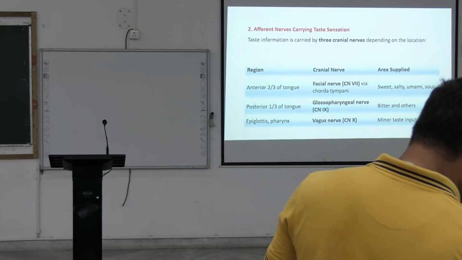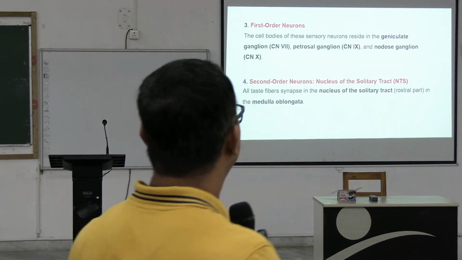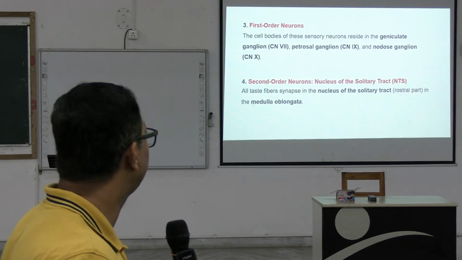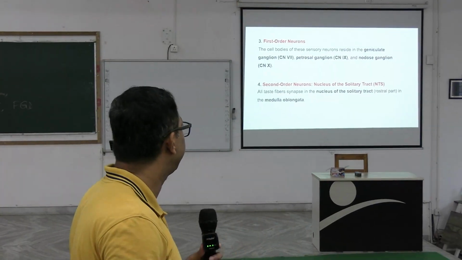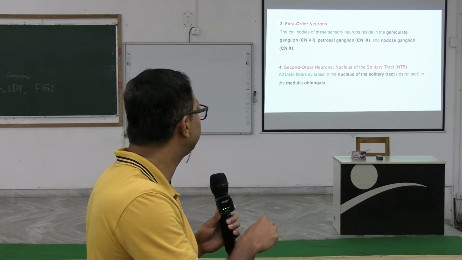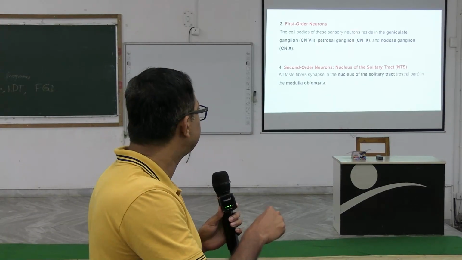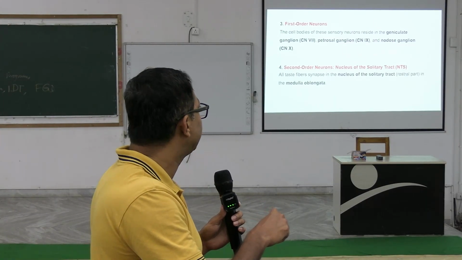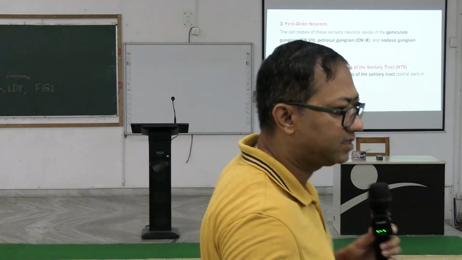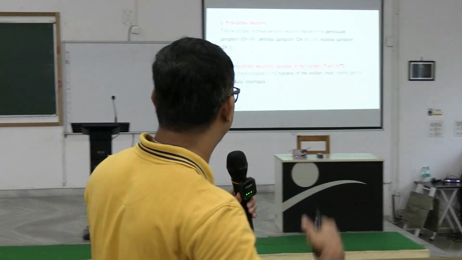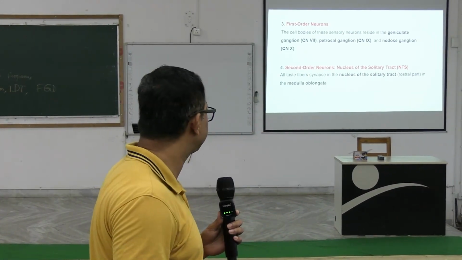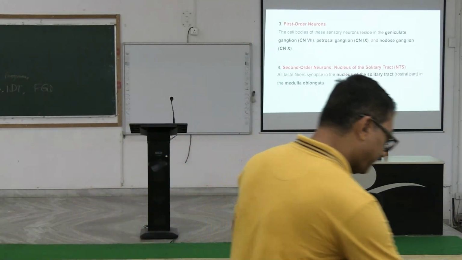Okay, so let's read it out. The first order neurons are basically the neurons of these 3 cranial nerves, and their cell bodies are located in the geniculate ganglion for cranial nerve 7, petrosal ganglion for cranial nerve 9, and nodose ganglion for cranial nerve 10. All these you will study in the anatomy part, the detailed pathway of the cranial nerves. I am not going into details. And the fibers go to the rostral part of nucleus tractus solitarius in the medulla oblongata, right?